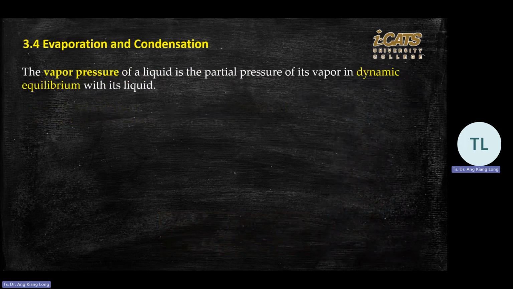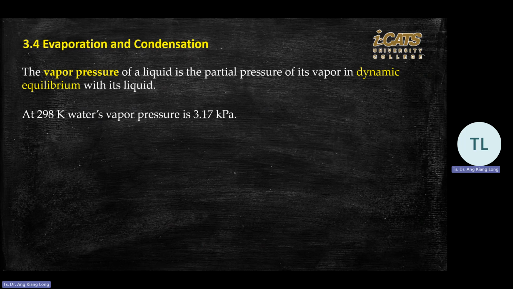We start to revisit what is vapor pressure. Vapor pressure of a liquid is the partial pressure of its vapor form in dynamic equilibrium with its liquid. This one we go deeper a little bit. Just now in chapter 2, we saw vapor pressure by using a table. But now in chapter 3, we go into a bit more technical detail.